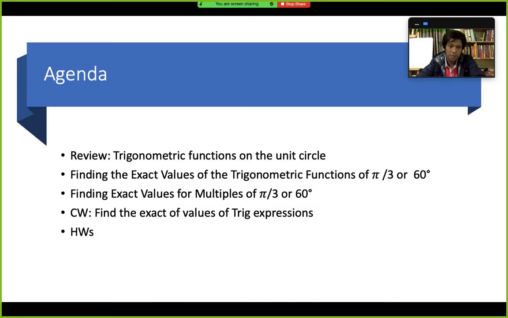As you can see, review trigonometric functions on the unit circle, because this is related to today's class as well. Finding the exact values of trigonometric functions for 60 degree, and finding the exact values for the multiple of 60 degree. These two topics are interrelated, this second number and third number. Then some classwork, find the exact values of trig expressions, and then homeworks.